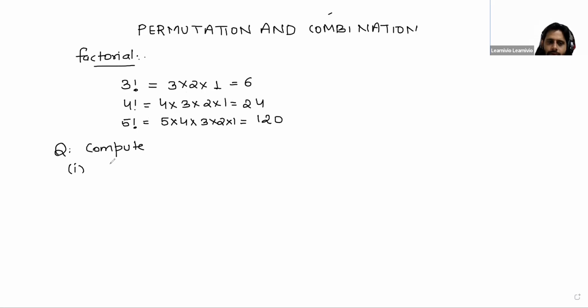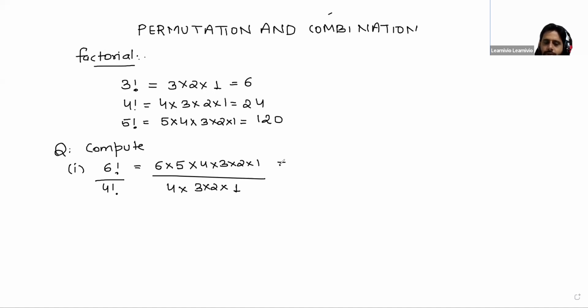Now, suppose we have this question, compute 6 factorial by 4 factorial. So how can you solve this question? Either you can expand both numerator and denominator and then cancel out the terms. Otherwise, you can do like this: 6 into 5 into 4 into 3 into 2 into 1 by 4 into 3 into 2 into 1. Now can we say this is 4 factorial?